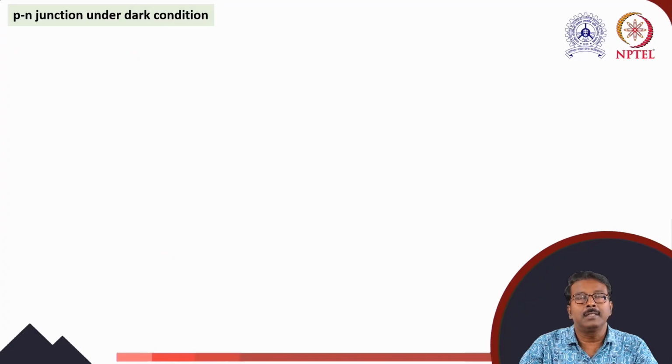Say, PN junction under dark condition. If we apply some bias, say forward bias, we have some current. We know the expression of current, but the derivation of current and the assumptions behind this derivation are important. Why?